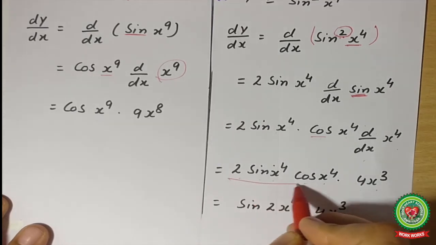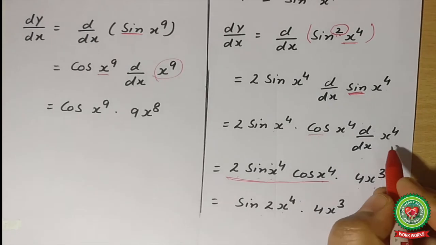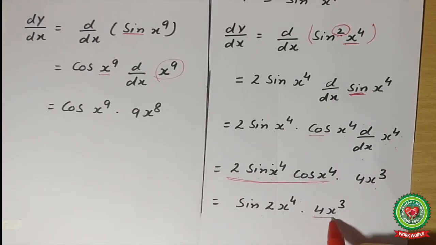Now this is the formula again. You have already read in plus 1 the t ratio formula for sine 2x. So sine 2x raised to power 4, and x raised to power 4 becomes 4x cube.